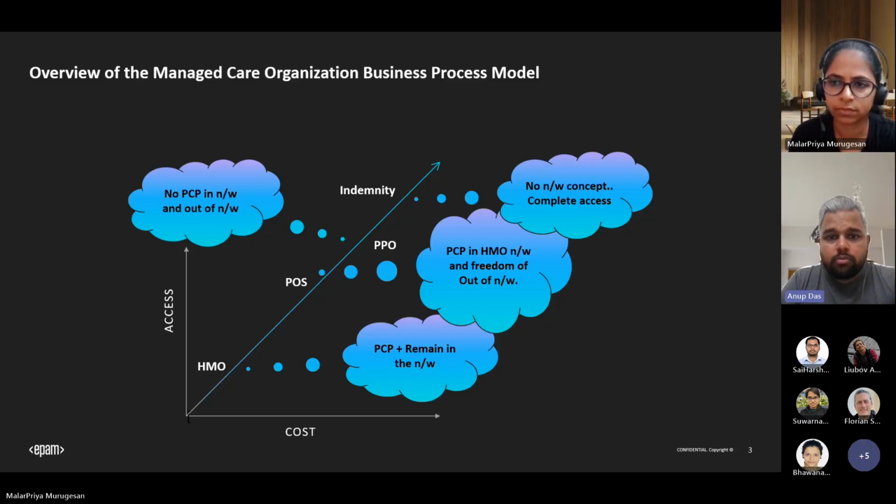Now, MCO entities administer and coordinate these healthcare services through a defined population of members, typically through contracts with healthcare providers and insurers. The main focus of this model is achieving highly cost effective care delivery while maintaining high standards of the services provided or the care provided in the claims as well. So now moving on to the next slide.